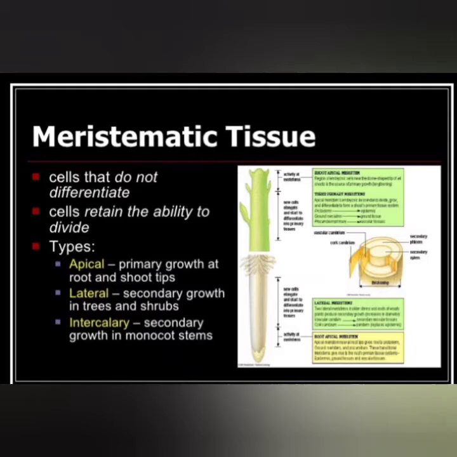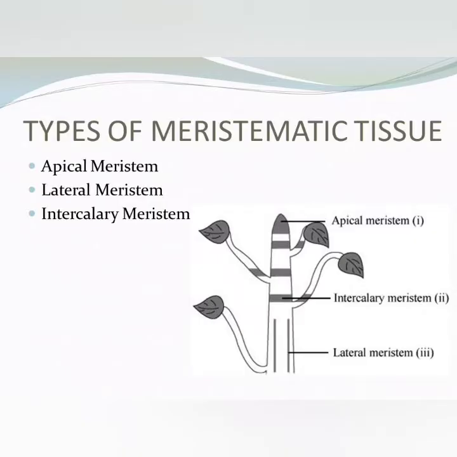So coming to the first one, our topic for today, meristematic tissue. These cells are responsible for the entire growth and development of the plant body. The cells retain the ability to divide, that means cell division. Mitosis is very important here, as we know mitosis is important for growth and development of the plant body or animal body. So there are three types: apical, lateral and intercalary meristematic tissue. We told you that apical is the primary growth of root and shoot tips.